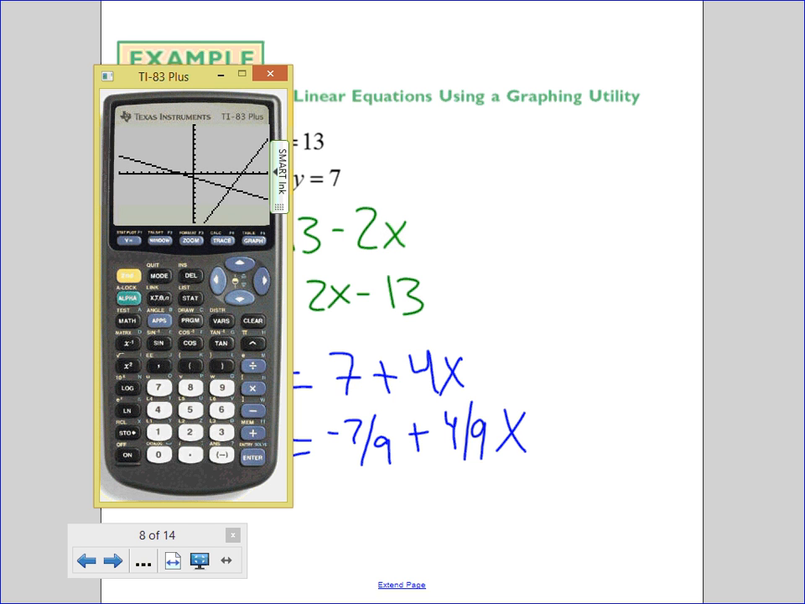Clearly we have a consistent system here with one solution. And the way I'll find that one solution is I'll hit second trace, and I'll go down to intersect and hit enter. And then I'll guess my first curve and then my second curve. Then I'll guess where I think the intersection is, right around there. And then it gives me my solution. It tells me that x equals 5 and y equals negative 3. So we can write that down as our solution.